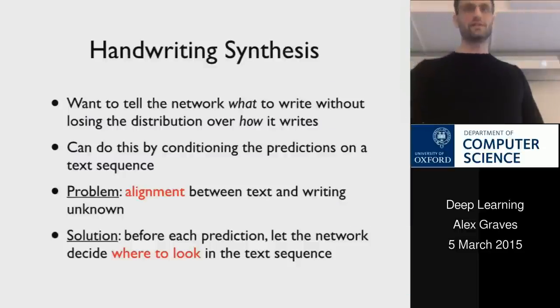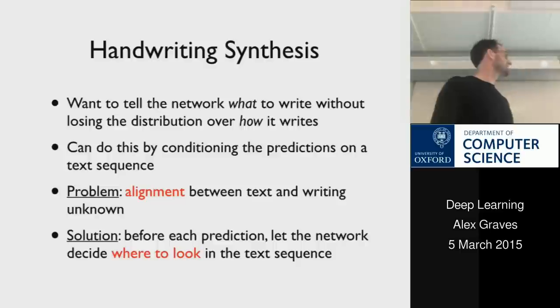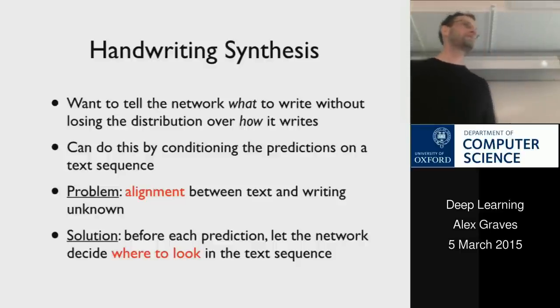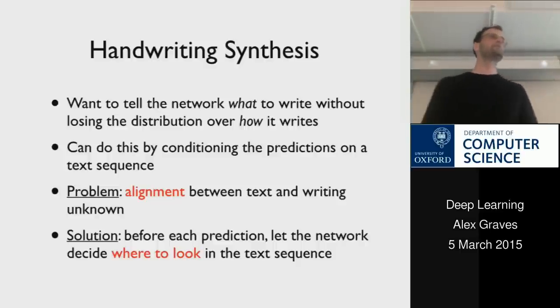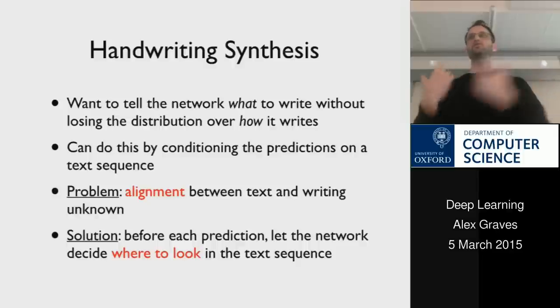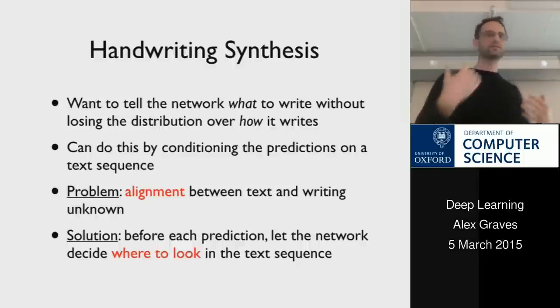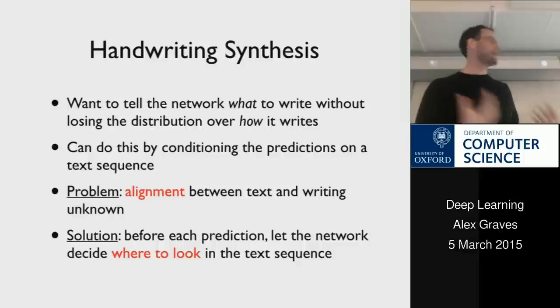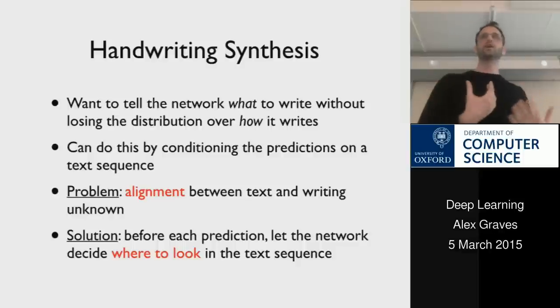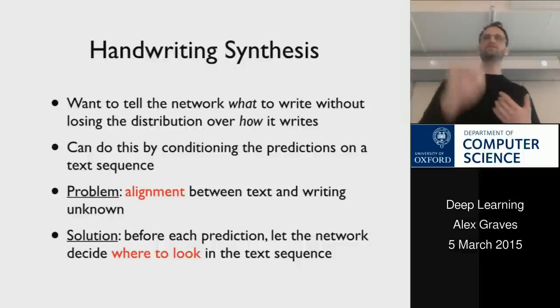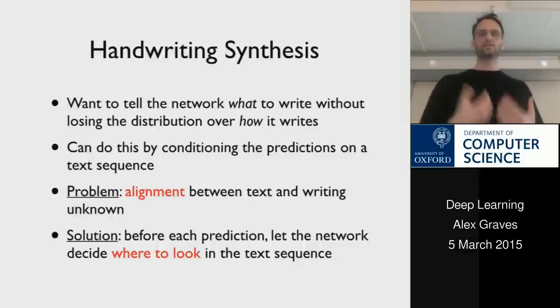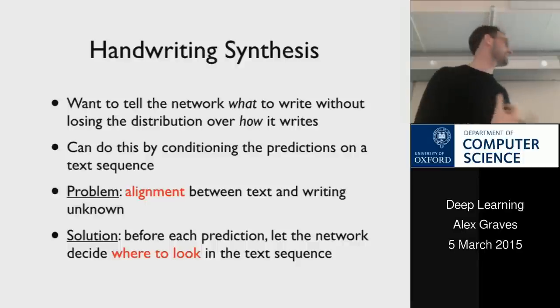Okay, well, this was very interesting, but what I really wanted to do was to actually generate handwriting that looked like handwriting. In fact, to be able to control what the handwriting was that the network produced. So I wanted to tell it what to write without losing this nice distribution over the way it writes, without losing this nice freely generated style that we were getting from the generation.